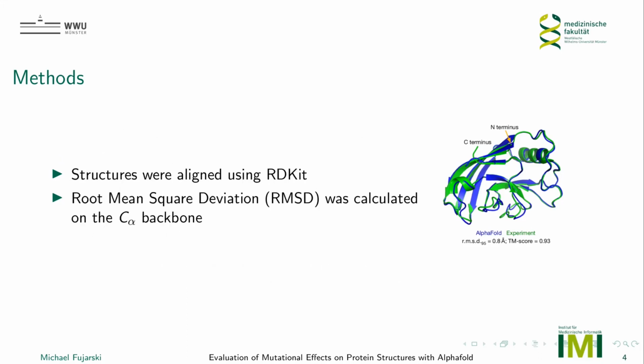The predicted structures were then aligned using RDKit, and the difference between two structures was calculated with the root mean square deviation, RMSD, on the C-alpha backbone.